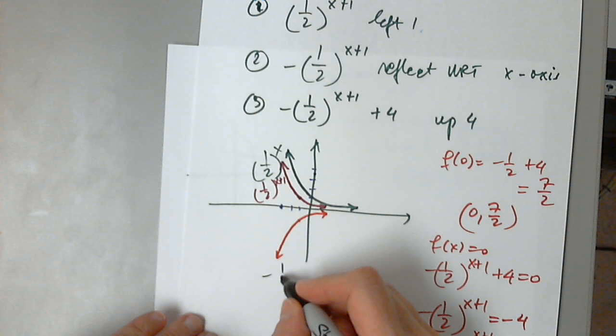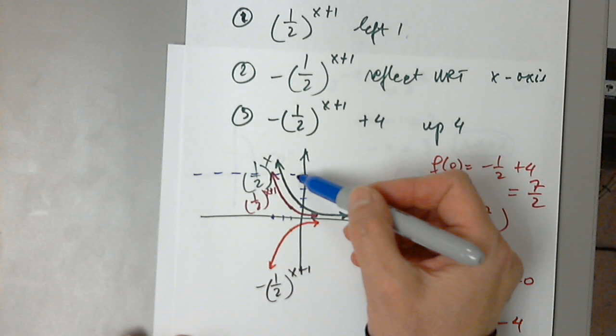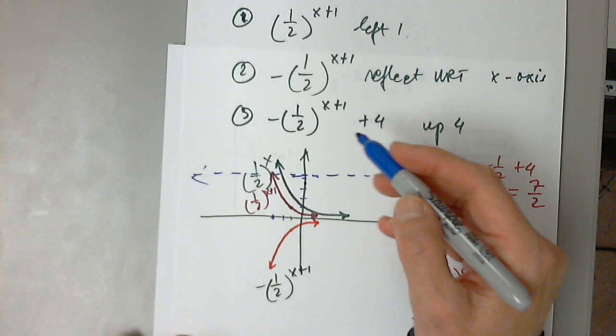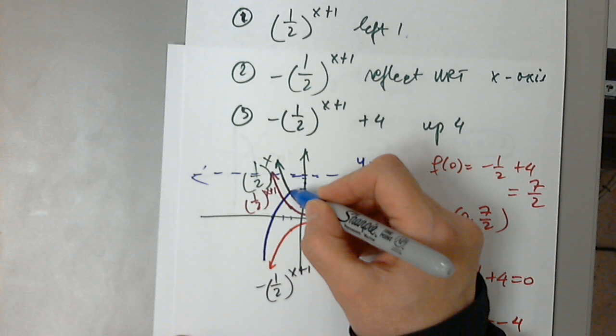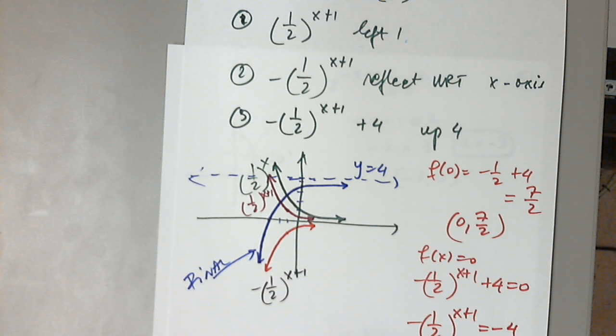And then you said everything goes up 4. And I know where it has to land. I know I have to show the horizontal asymptote, which now is y equals 4. And here's the graph. So this is the graph of the final function. And now I can identify the range as being negative infinity to 4.